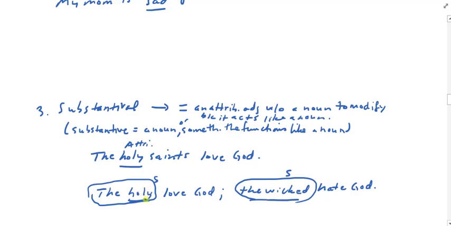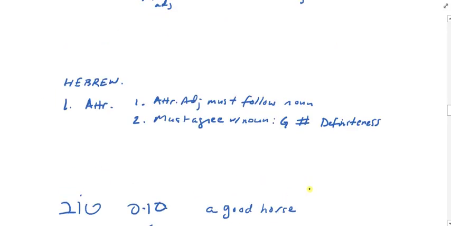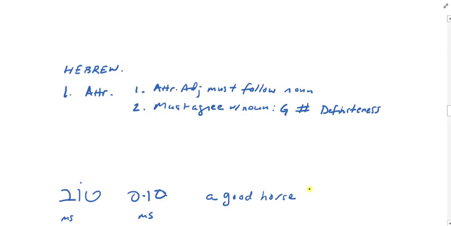But I can use an adjective as a substantival adjective. So we'll just jot down substantival adjective. And over here, the wicked hate God. Wicked is an adjective, isn't it? But what's it functioning like here? Yeah, it functions like a noun does, so it's substantival. In both of these situations, there is no noun that the adjective modifies attributively, right? There's no overt noun. These adjectives are playing the role of the noun. That's a substantival use. So in Hebrew, we have attributive adjectives, predicate adjectives, and substantival adjectives.